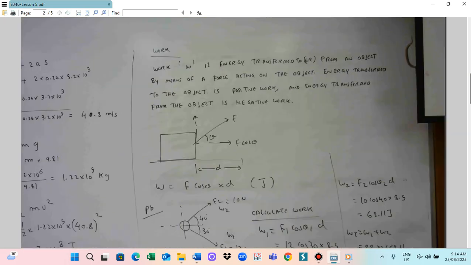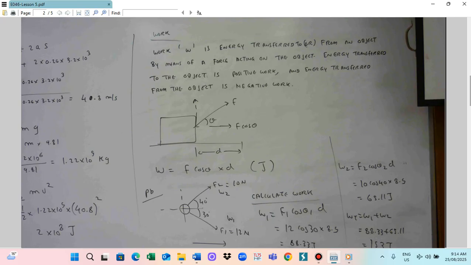So what is energy transfer to an object by means of force? When the force is acting on the object, the object will be moving. Once the object moves, work is done. So this is the energy transfer to or from an object by means of the force acting on the object. Energy transfer to the object is positive work, and energy transfer from the object is negative work. Calculate the work here.